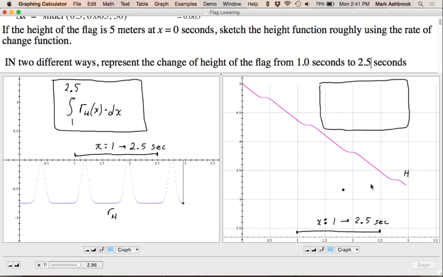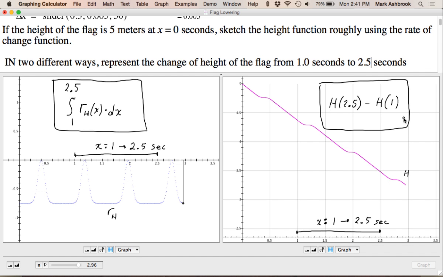Okay, so now we're going to come over here and use the h function to represent that same change from 1 to 2.5. The h function gives you the height at any given time. So how can we use the h function to represent that same change in height? H of 2.5 minus h of 1. Final height minus initial height.